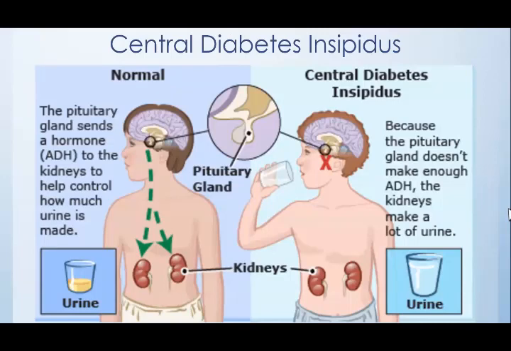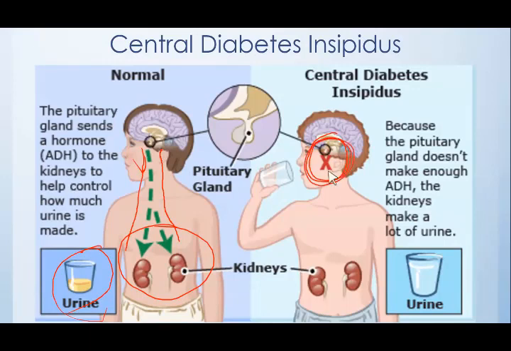This is an illustration of the central diabetes insipidus. So you can see on the left there is a normal secretion of ADH from the pituitary, and that ADH acting on the kidneys produces a normal amount of urine. On the right you can see the ADH secretion stops from the pituitary, so no ADH acts on the kidney and results in a copious amount of production of urine.